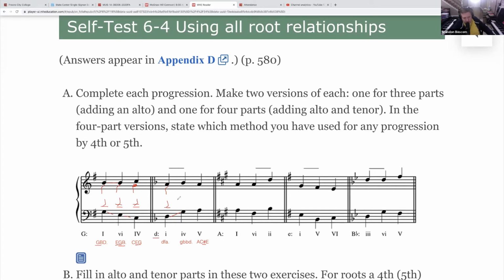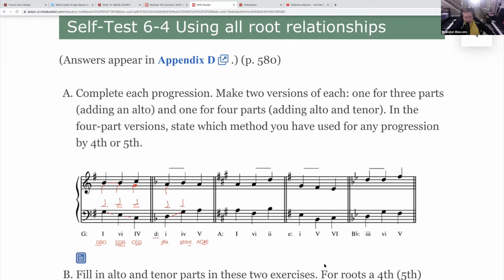Do we have a common tone? Yes, we have a common tone of a D. So, should we try to keep that common tone in the tenor? Everybody's screaming, yes! There's my D in the tenor.